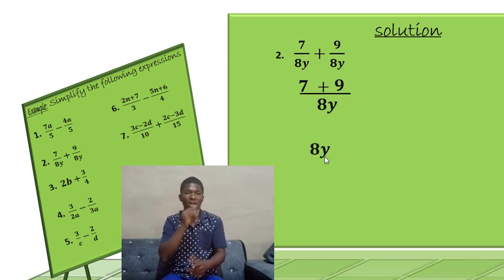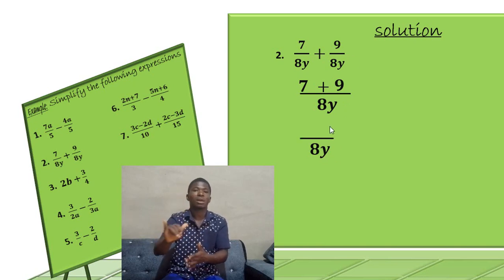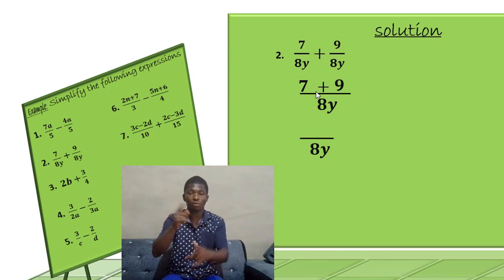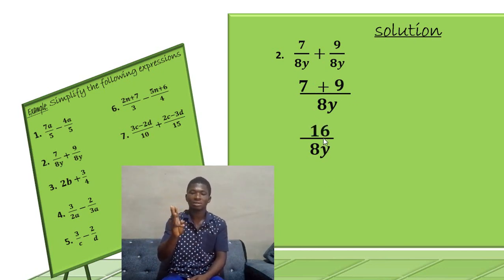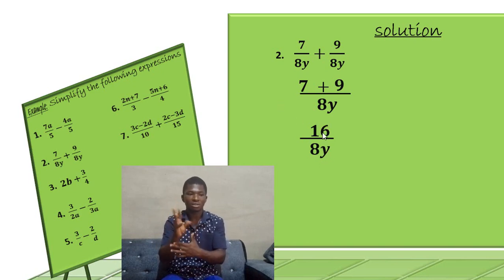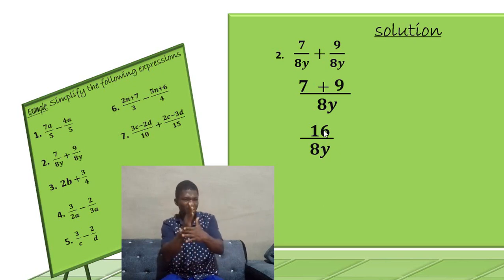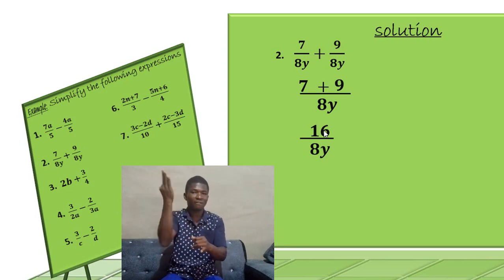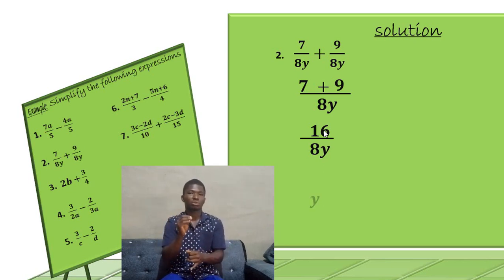So you write your 8y, then over, 7 plus 9, you want to simplify. 7 plus 9 gives 16. Should we stop here? We can't stop here. Why? Because this is 8y and 16, they have a common factor, their highest common factor is 8. Their HCF is 8.